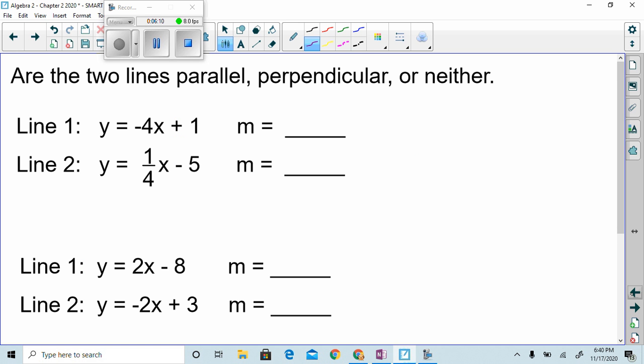For example, if I give you two lines and I want to know if they are parallel, perpendicular, or neither, I would ask you first to identify your slope. So in line 1, the slope is the coefficient in front of the variable x. In this case, it's -4. Remember we're looking at y is equal to mx plus b, and we know that the variable m represents slope. All things that I could possibly ask on an assessment. And the slope of line 2 is 1/4.